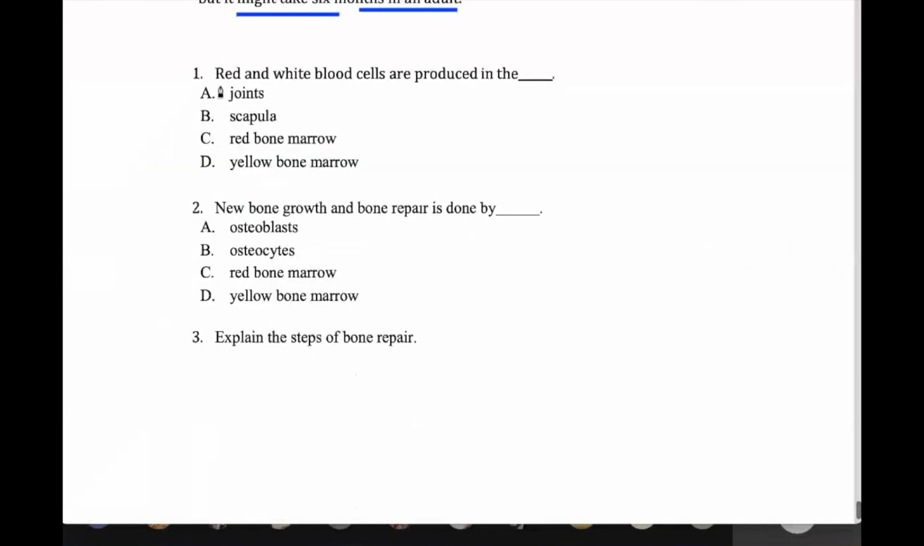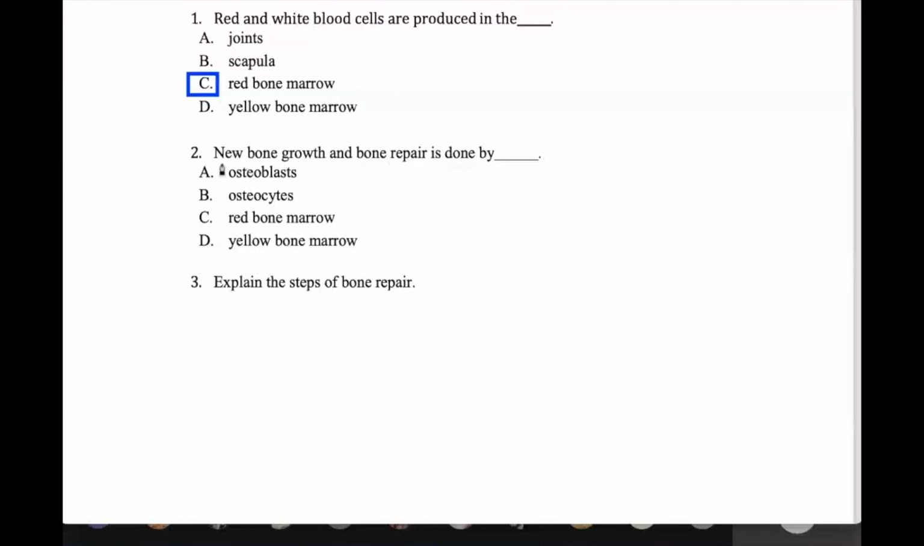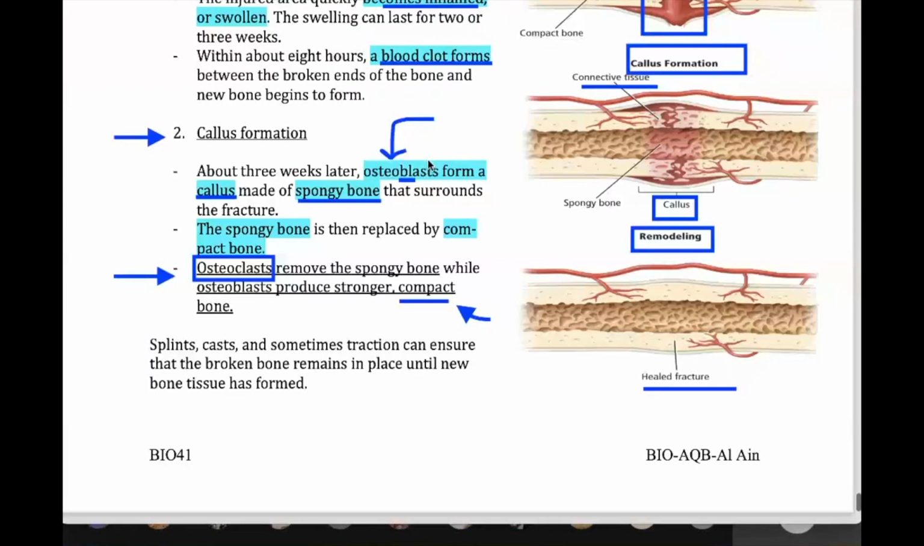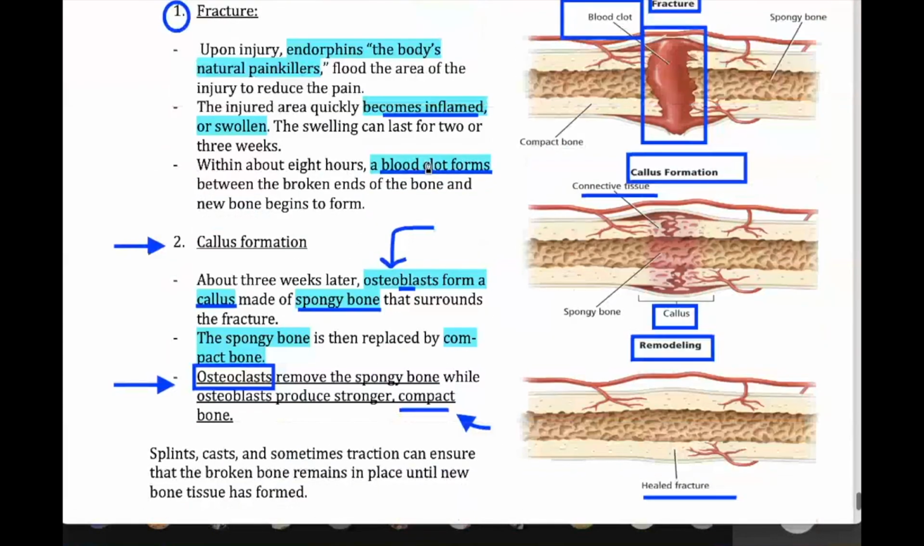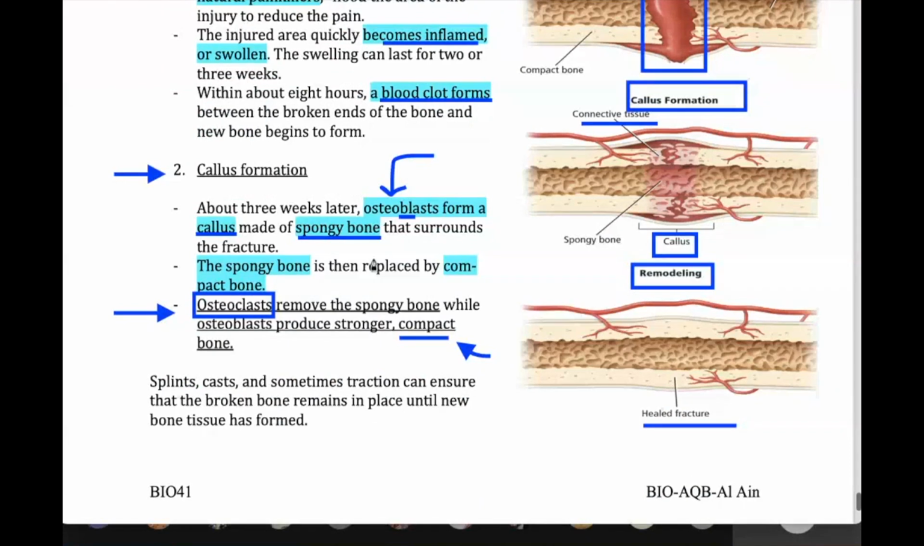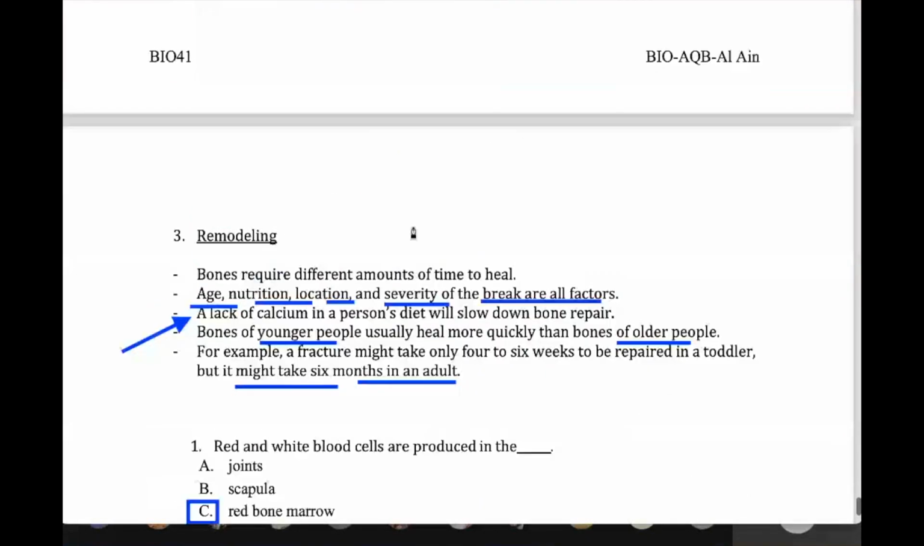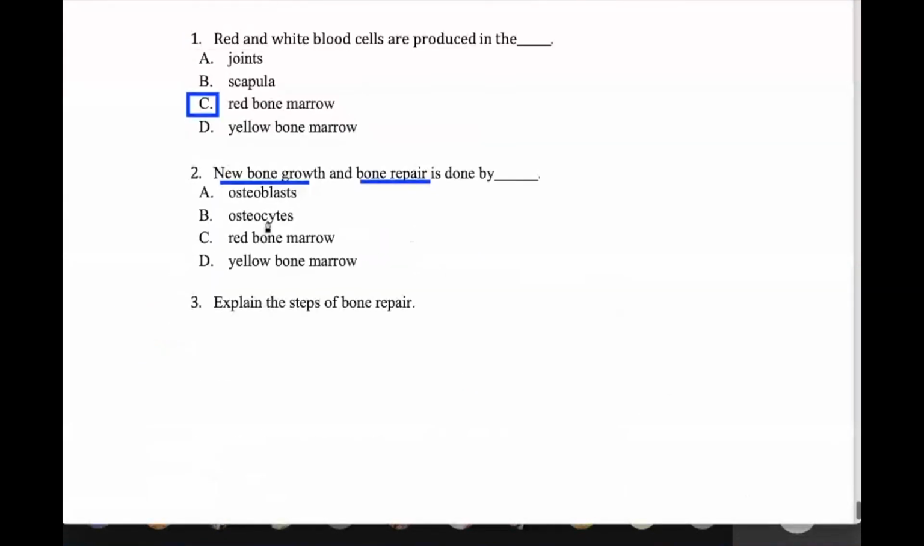This question: where are red and white blood cells produced? Red bone marrow. Very good. New bone growth and bone repair. You go up and see, this is the bone repair process. And who is responsible for the bone repair? Osteoblasts. Very good.